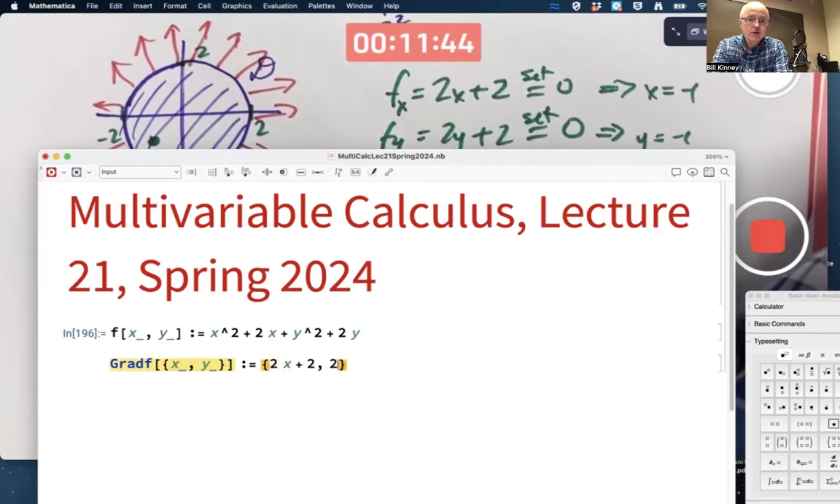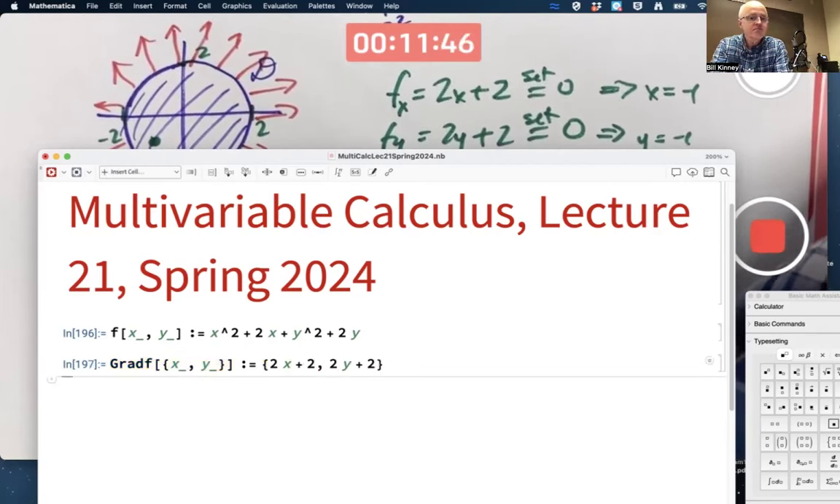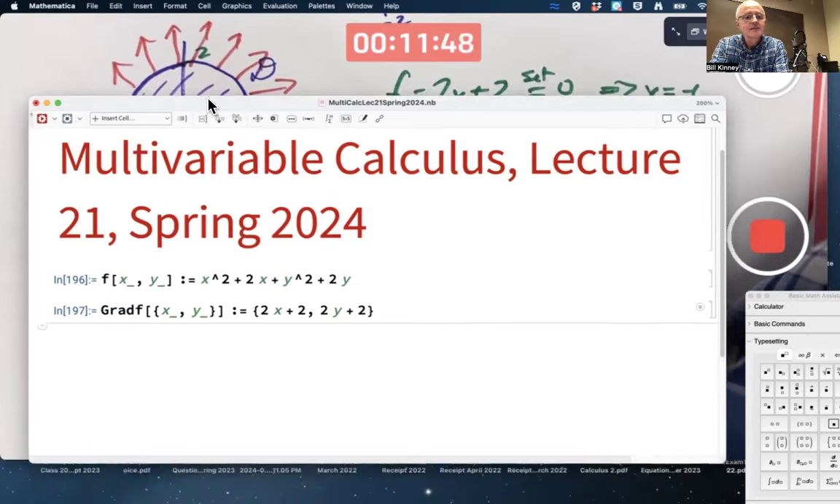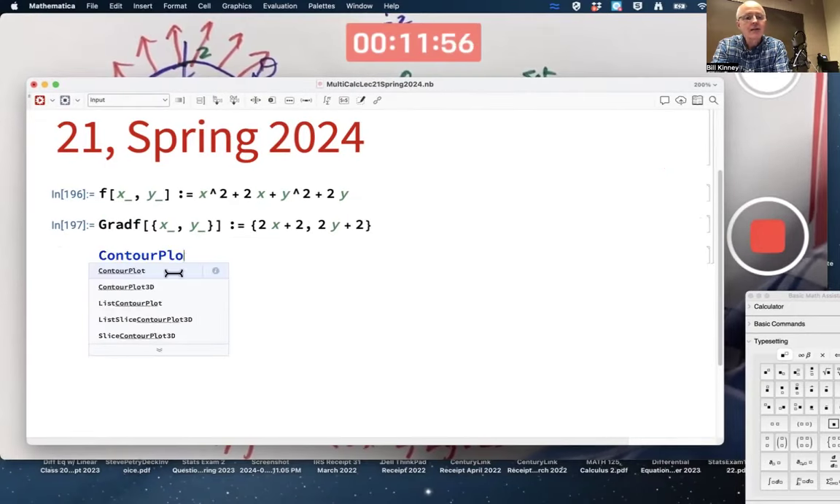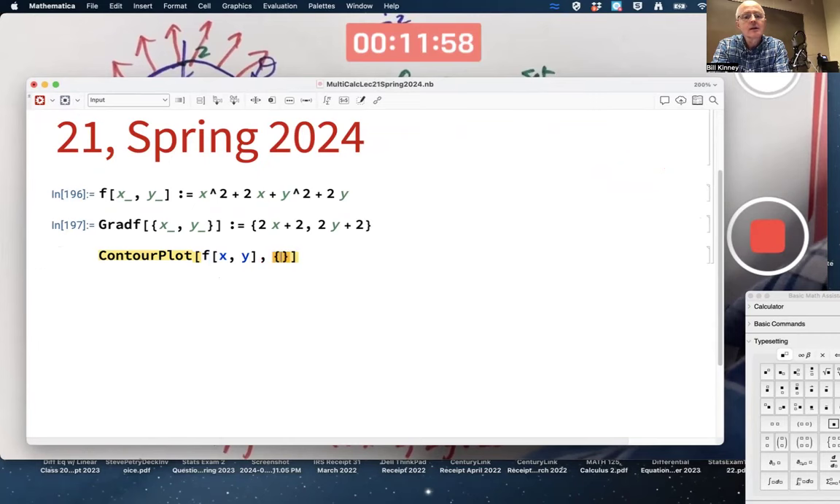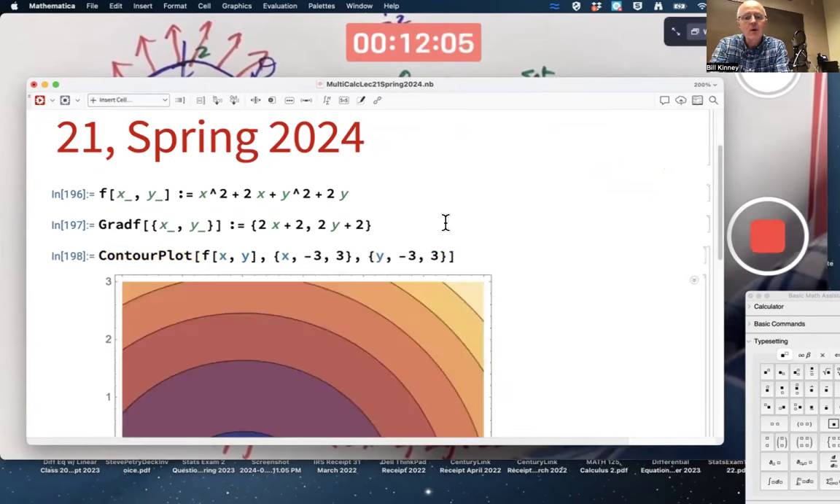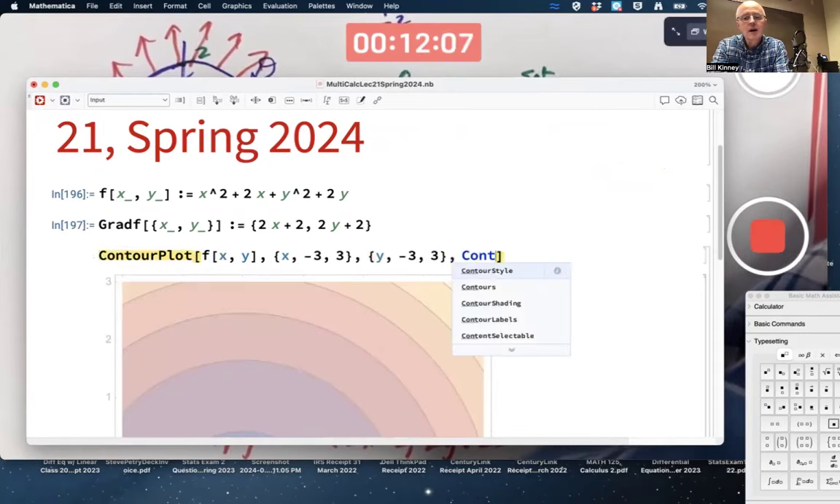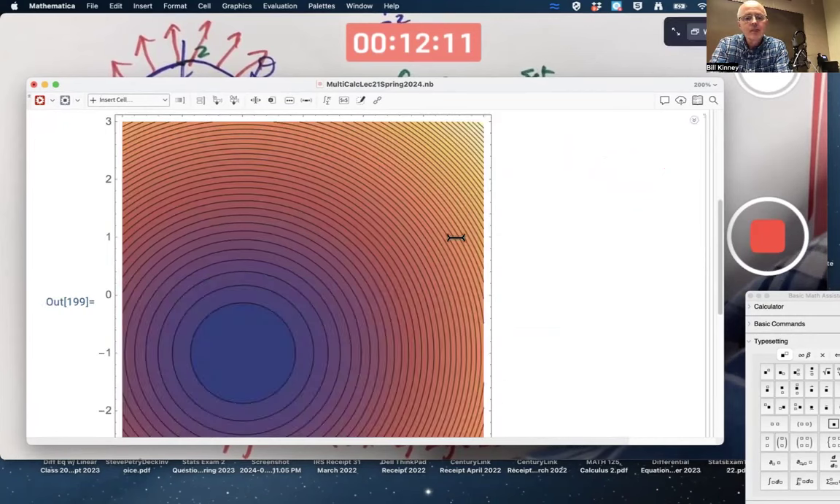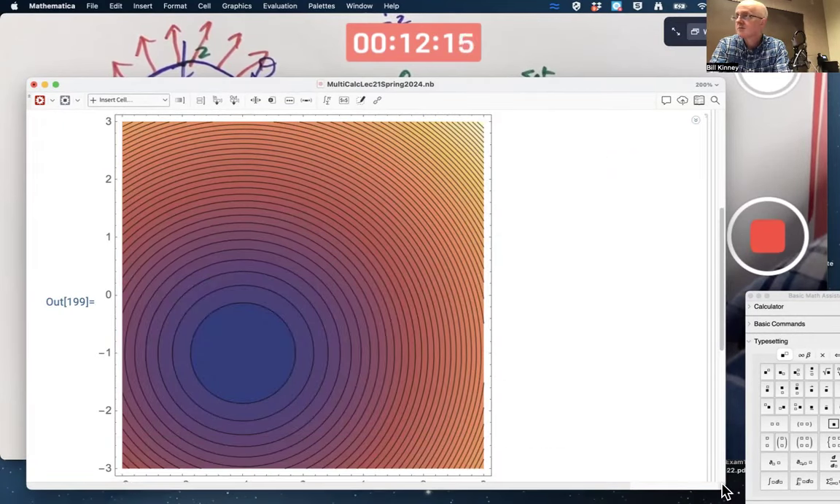2x plus 2, 2y plus 2. Enter that. Make a contour plot of F. Add more contours. Looks like a fairly simple function. These are circles evidently centered at the local min.